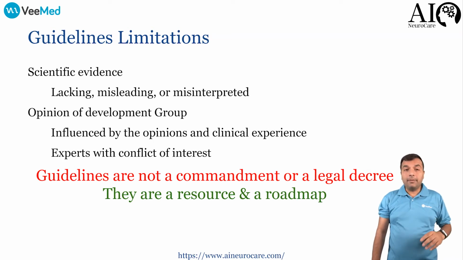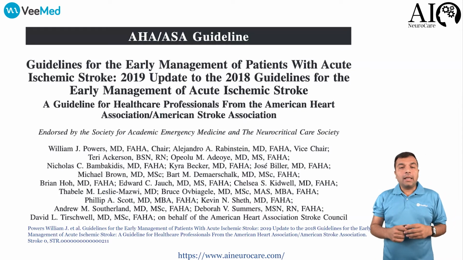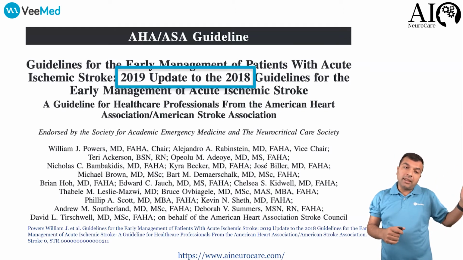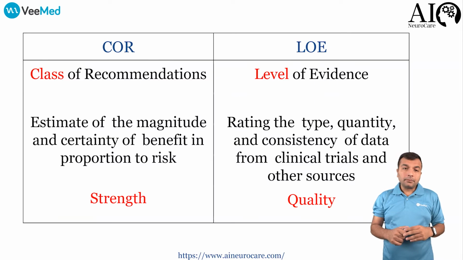So this is the acute ischemic stroke guideline, which was also endorsed by the AHA and the Neurocritical Care Society. It was published in 2019, which was technically an update on 2018. But I'm grateful for Dr. Powers and all the other authors for their amazing work.